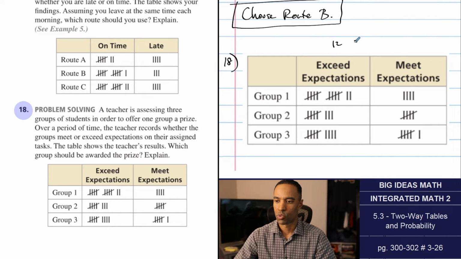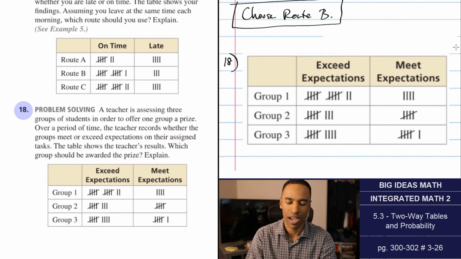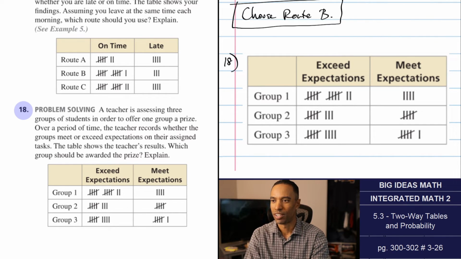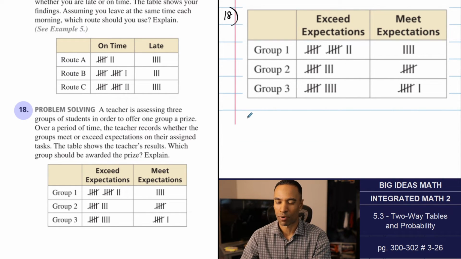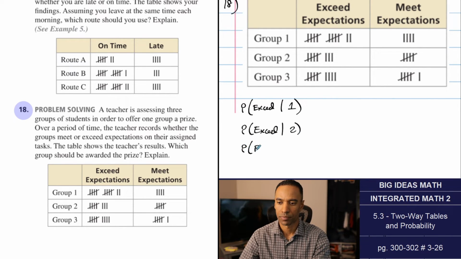So let's remember these numbers. Let me write them here: 12, 8, and 9, and then 4, 5, and 6. Can you see the numbers for what they are? I think we're good. So probability of exceeding given that we're looking at group 1, probability of exceeding given group 2, and probability of exceeding given group 3. That's what we're looking into.